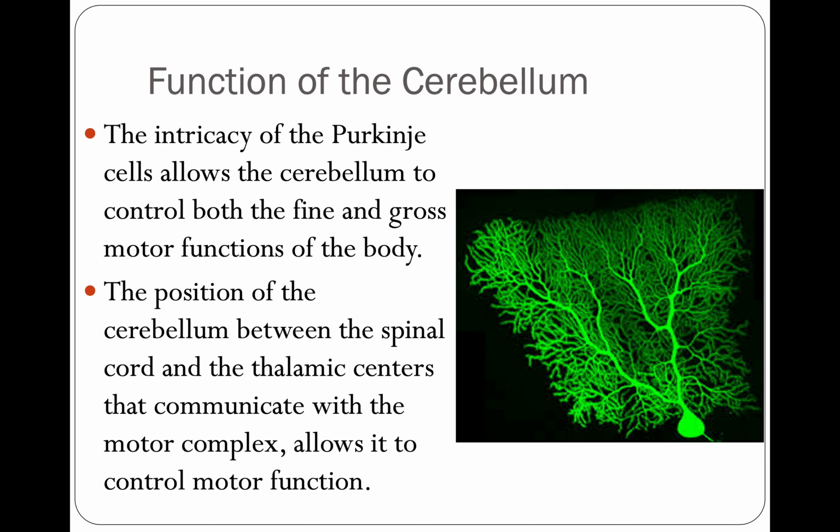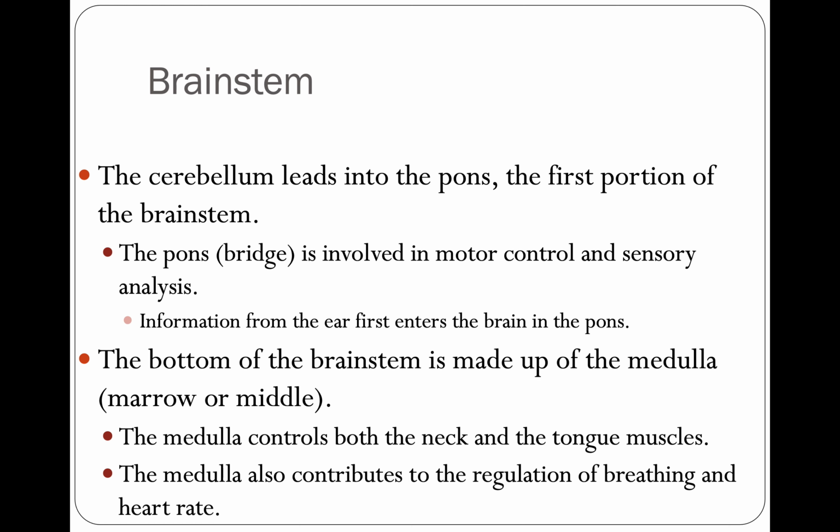The intricacy of the Purkinje cells allows the cerebellum to control both the fine and gross motor functions of the body. The position of the cerebellum between spinal cord and thalamic centers that communicate with the motor complex allows it to control motor function. And for the longest time, we thought that was the only function of the cerebellum, but now we know that it also has to do with memory and it has to do with complex thought. Not as much as the frontal cortex, but it still has to do with both. The cerebellum leads into the pons, the first portion of the brainstem.